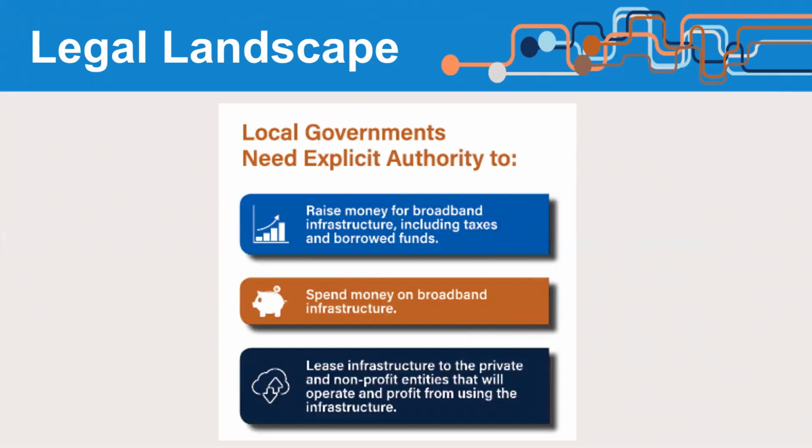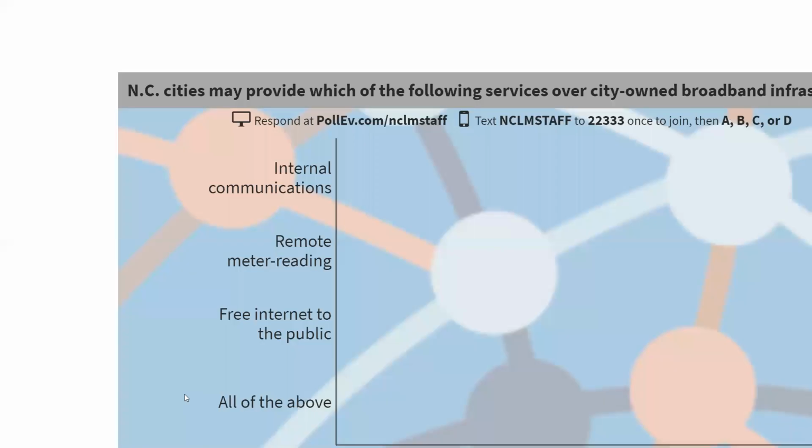So from the municipal perspective, our report recommends explicit authority in our state statutes to do the following: to raise money for broadband infrastructure, and by raise money we mean either through taxation or from borrowing. Secondly, explicit authority to spend that money on broadband infrastructure, and finally, explicit authority to lease infrastructure to the private or nonprofit entities that would operate and profit from using that infrastructure. So that's what our report calls for. We think if those three areas of the law are clarified, then you'll see pretty widespread adoption of these partnerships and lots of broadband activity going on in areas of the state where you don't see it now.